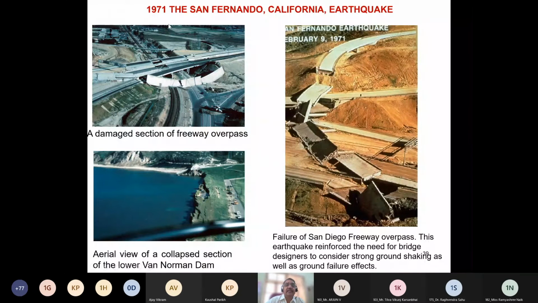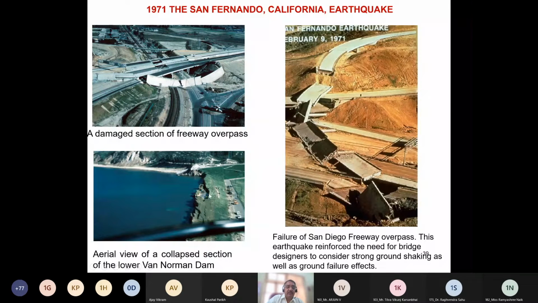This is damage from the 1971 San Fernando, California earthquake. Damaged section of freeway overpass. You can see there, here also piers collapsed. Failure of the San Diego freeway overpass. This earthquake reinforced the need for bridge designers to consider strong ground shaking as well as ground failure.